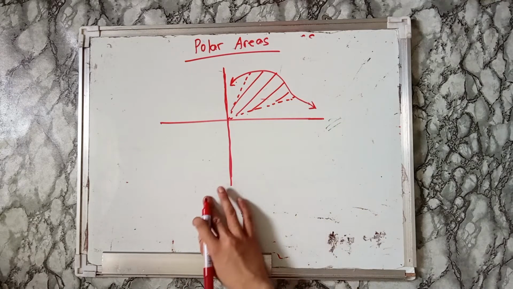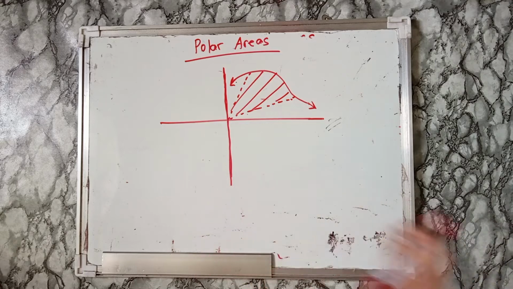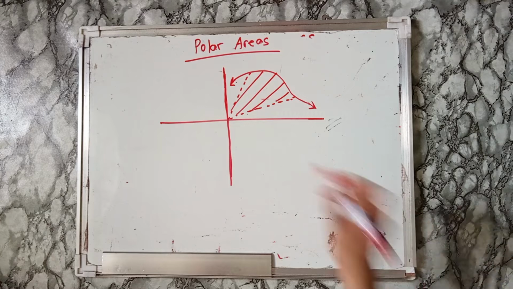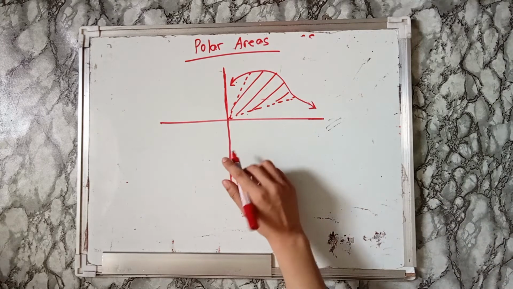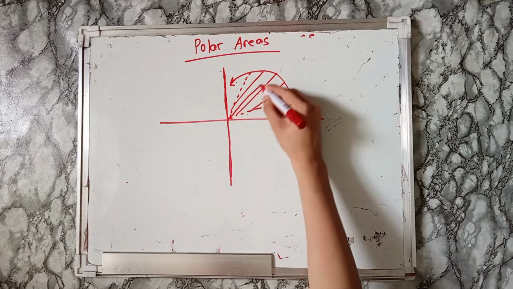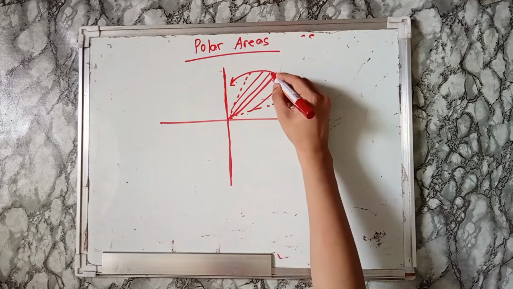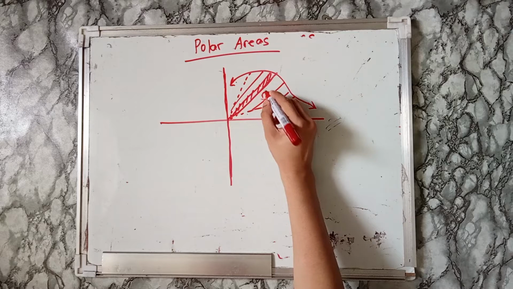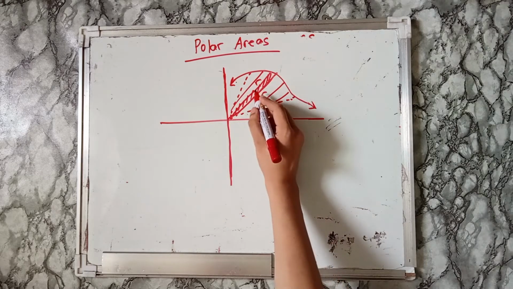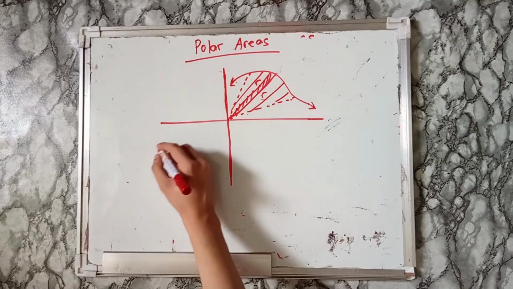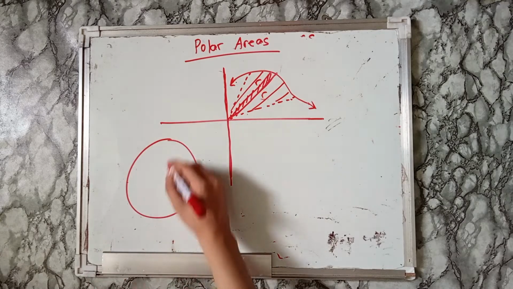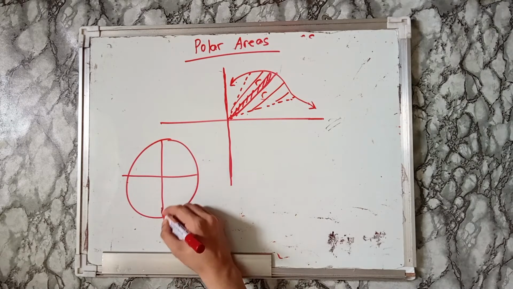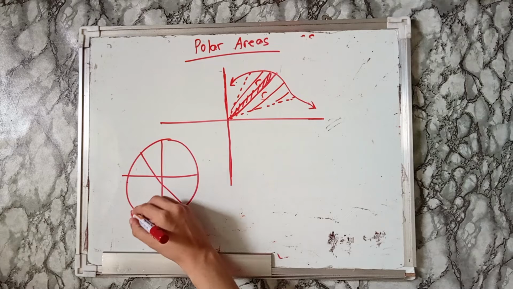Now in solving for polar curves or areas, let's put a strip here going up. So this is just r, the radius, right? Let's say this is a circle divided into different parts.